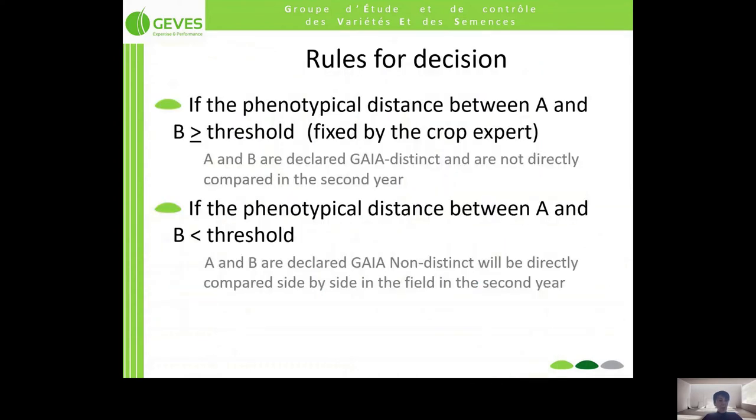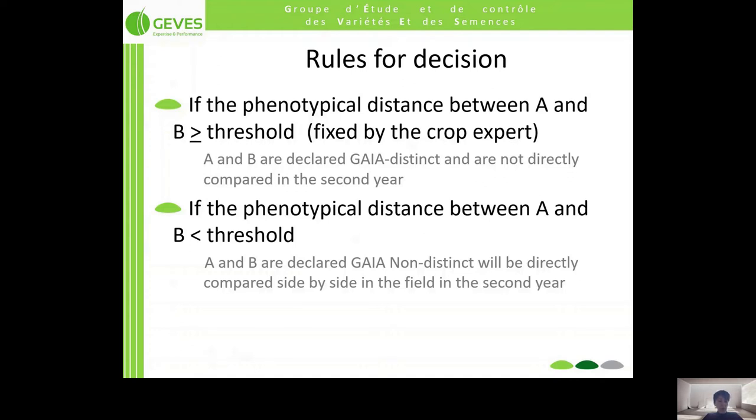Bring me to the rule for decision. We can distinguish two cases. The phenotypical distance between A and B is higher than a threshold. This threshold is fixed by the crop expert. In this case, A and B are declared Gaia distinct, and are not directly compared in the second year.